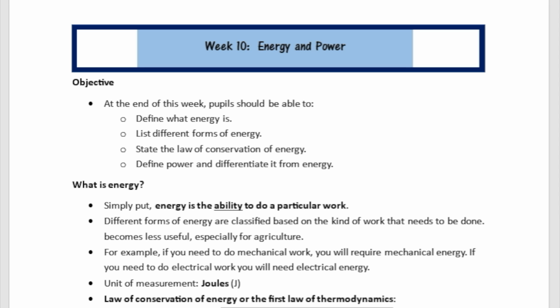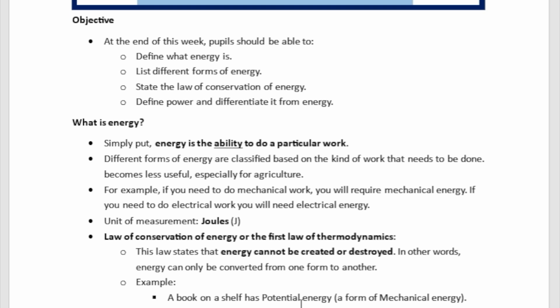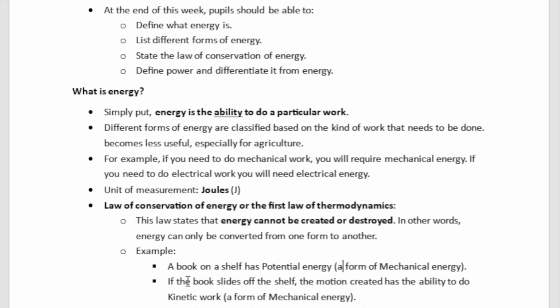Okay. And that's true. So for example, if you have a book on a shelf, the book has what we call potential energy, which is a form of mechanical energy. If the book were to slide off the shelf, the motion created has the ability to do kinetic work, which is another form of energy. So potential energy didn't get destroyed. It just got converted to another form of energy that we call kinetic energy. So energy was not destroyed, it was simply converted from one form to another.